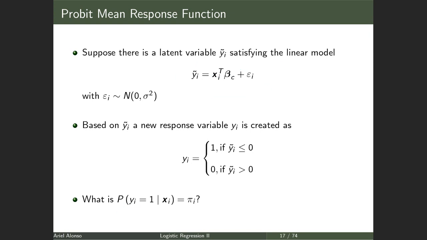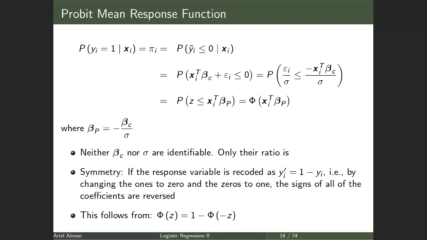So how can I calculate this probability now? Well, I know when y is equal to 1. y is equal to 1 when something like this happens. So the probability that y is equal to 1 is essentially the probability that this latent process is going to be negative. And I have a model for this: it's my linear model. So it's the probability that this is going to be negative. Then what you do is you isolate the epsilon_i here, and you divide by the standard deviation of epsilon_i, and you get this expression.